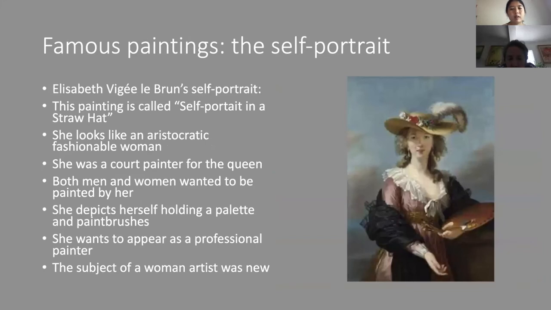Here is another self-portrait taken from this book, and her name is Elizabeth Vigée Le Brun. This painting is called Self-Portrait in a Straw Hat. She looks like an aristocratic, fashionable woman. She was a court painter for the queen. Both men and women wanted to be painted by her. She depicts herself holding a palette and paint brushes. She wants to appear as a professional painter. The subject of a woman artist was new.